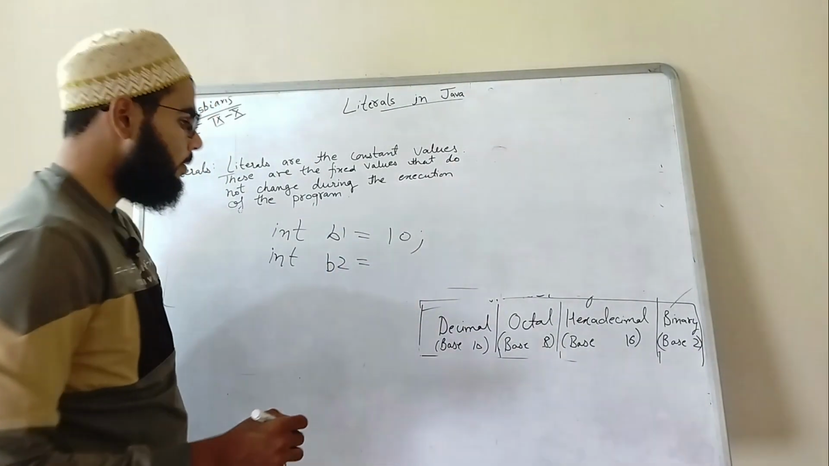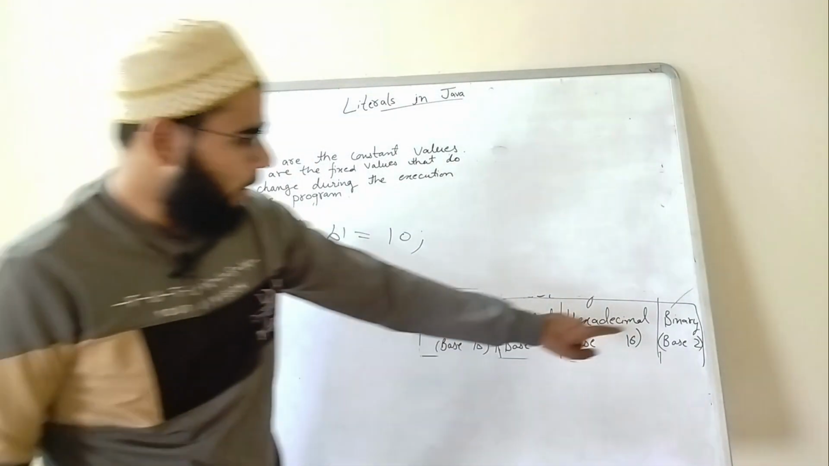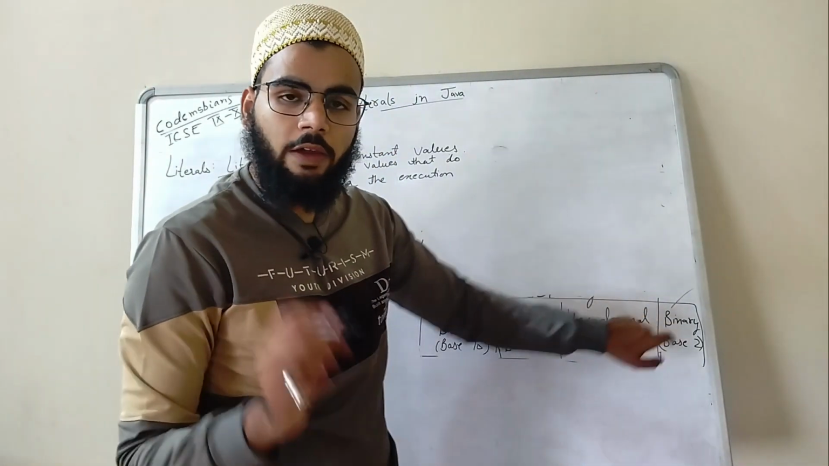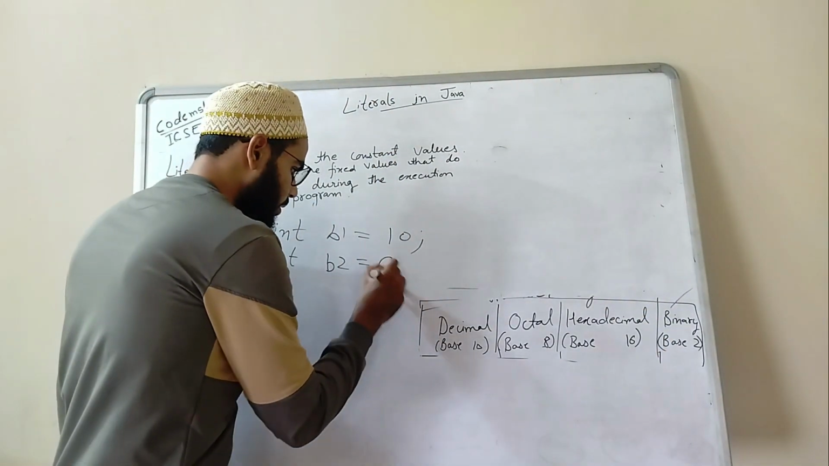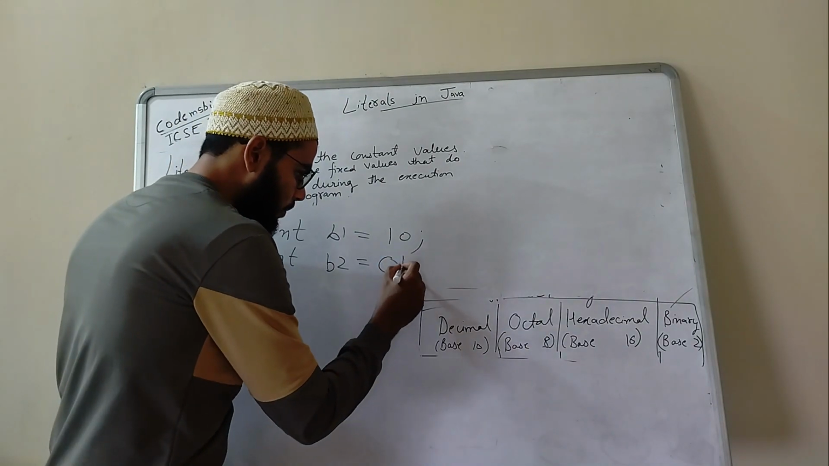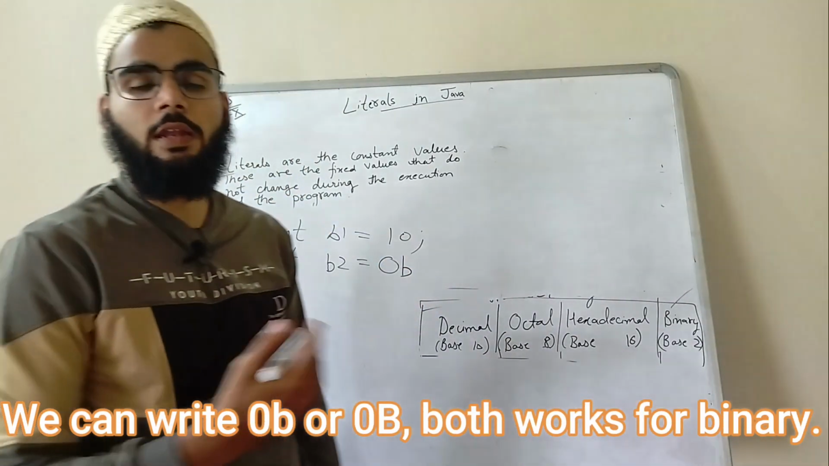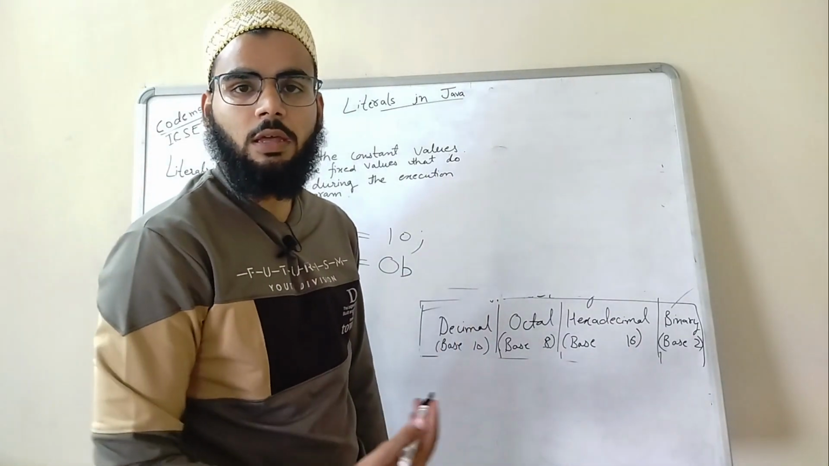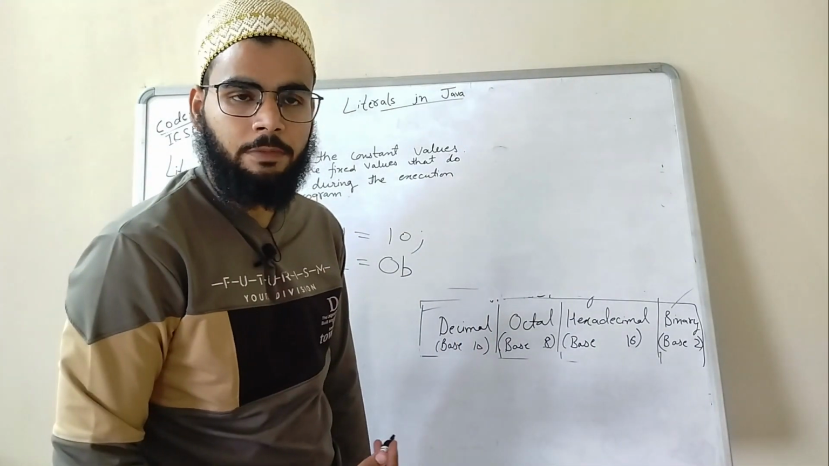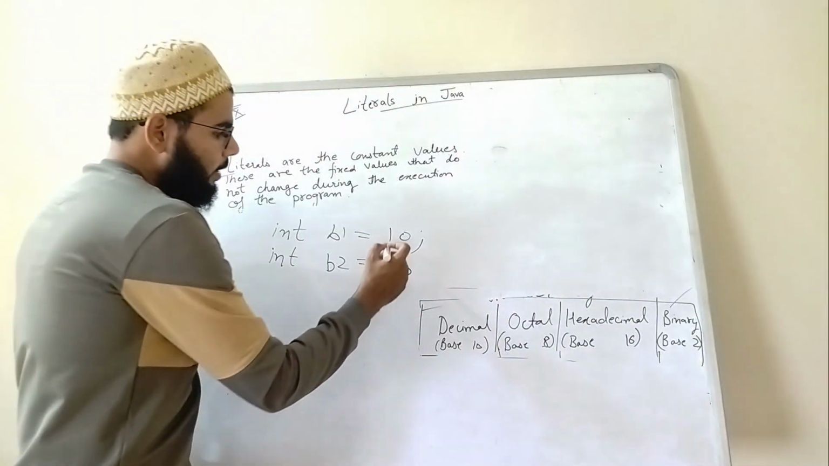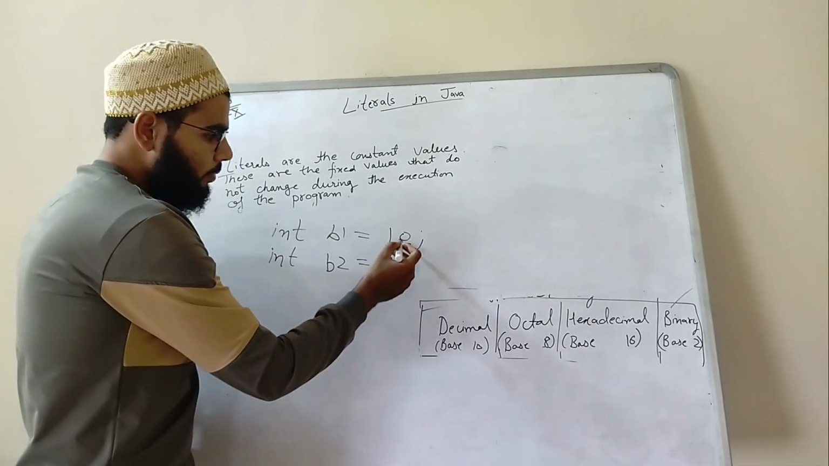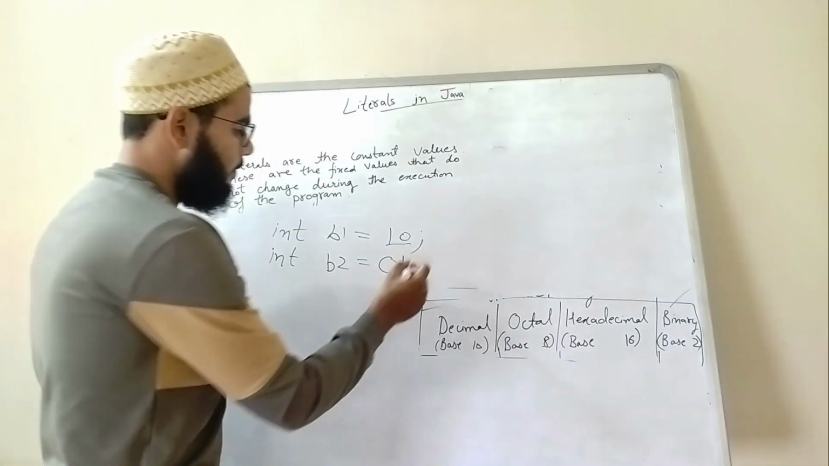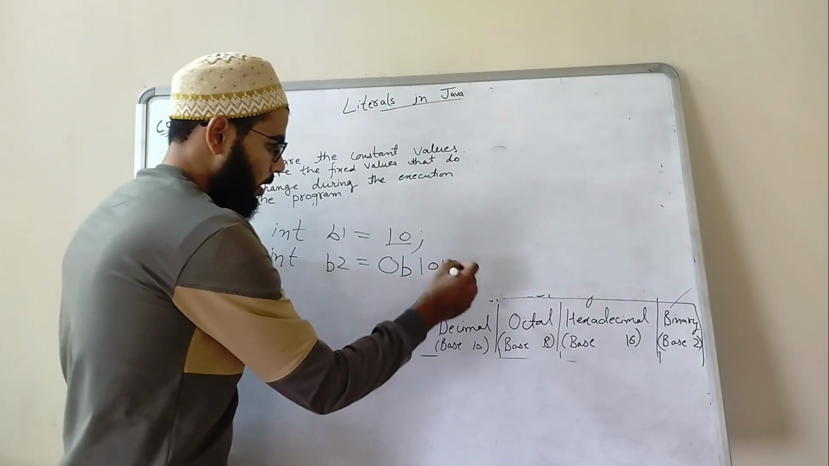b1 and b2, okay? Now I want to write the binary, so I have to first write 0, then I have to write a small b. This will indicate that the number whatsoever right now we are writing after 0b is nothing but the binary number, right? So for example, in binary form, the value of 10 is nothing but 1010. And how do I know that?